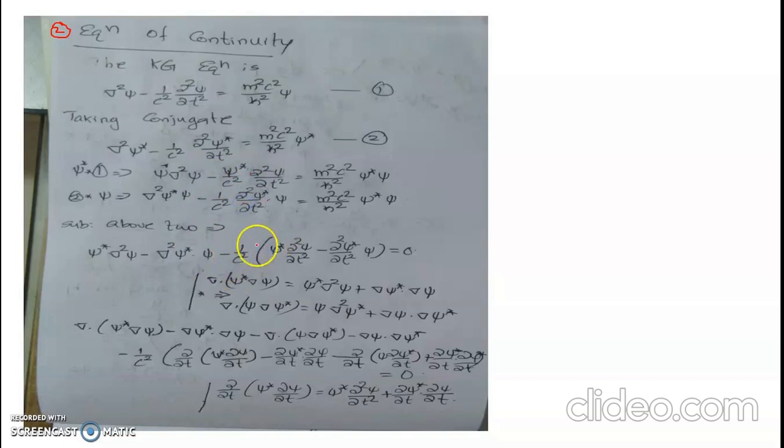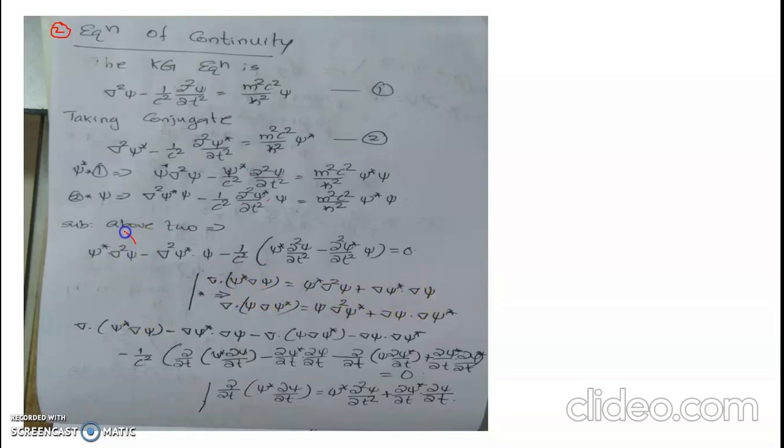Minus 1 by c square is taken out: psi star dou square psi by dou t square minus dou square psi star by dou t square into psi, equal to, on the right side, psi star psi minus psi star psi, that is psi square psi, will be vanishing. Now we make use of the identity del dot psi star grad psi equal to psi star del square psi, first function psi star into derivative of second, del square psi, plus derivative of first, grad psi star, into second function, that is grad psi.